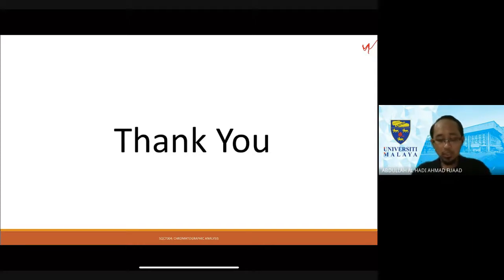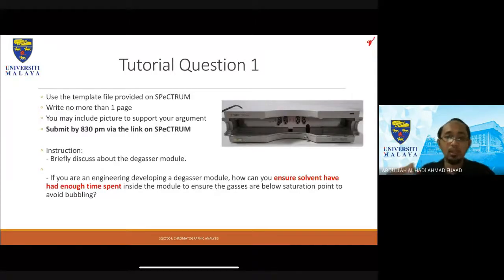So the tutorial goes like this. I will post this specific slide on Spectrum as well after we finish, so that you can view it again, or if you guys are around, I will probably just post it on our WhatsApp group.